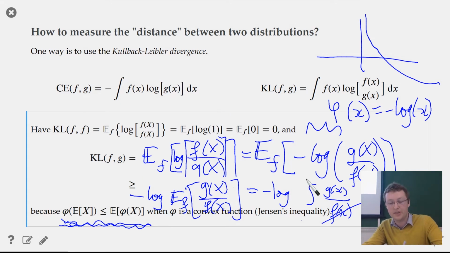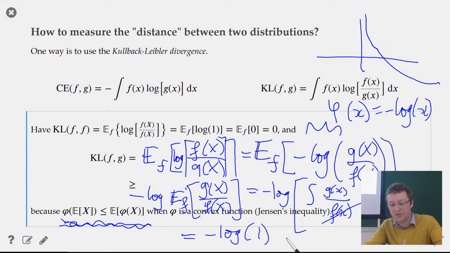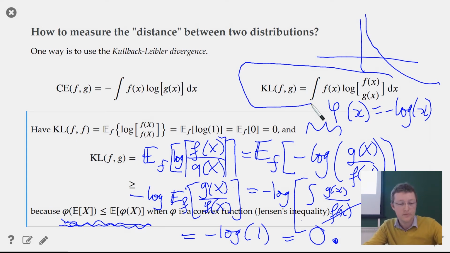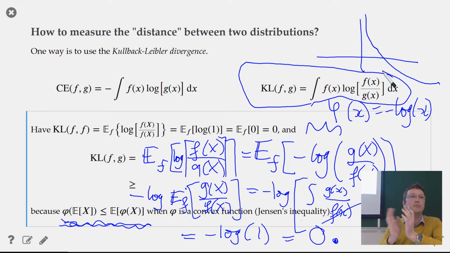You're left with integrating over g, which is just a probability density. So integrating over the whole real line of this thing, it's going to add up to 1, equals minus log of 1 equals 0. So that's a long way to say that this bizarre looking thing, Kullback-Leibler, is always positive, and it is minimized at the value of 0 when you put in the same thing twice. So it is kind of like a distance.